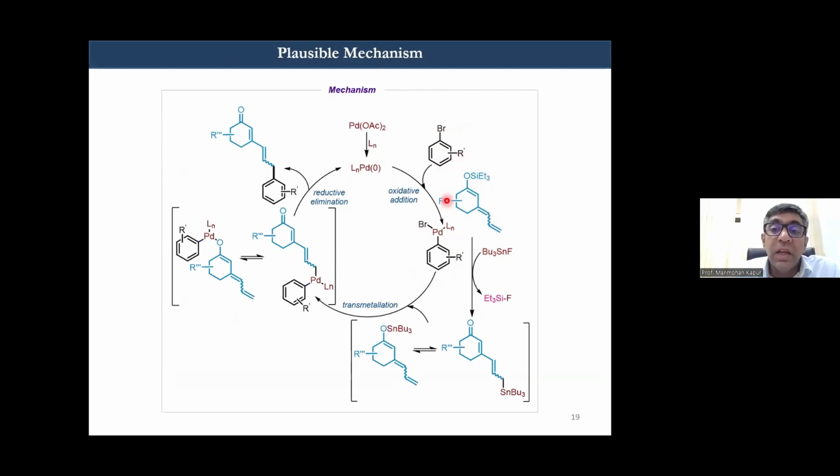Now this enol ether undergoes a very fast silyl-stanyl exchange. This concept we take from Hartwig's work in 2006 to give a stanyl group at this particular position. This now undergoes a transmetallation with this species and a fast reductive elimination, which is governed by the choice of ligands that we take to give the epsilon or the gamma functionalized product.